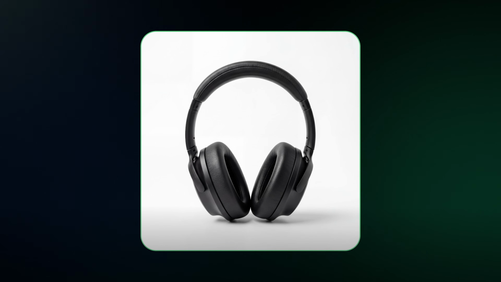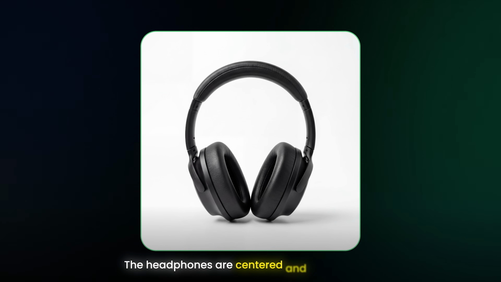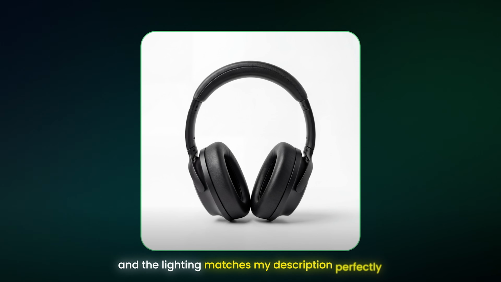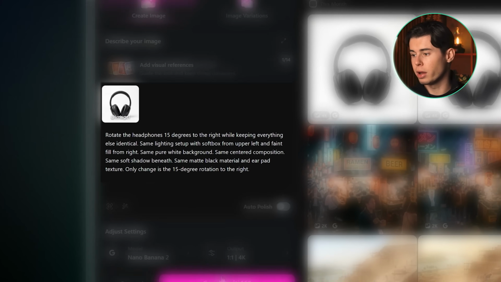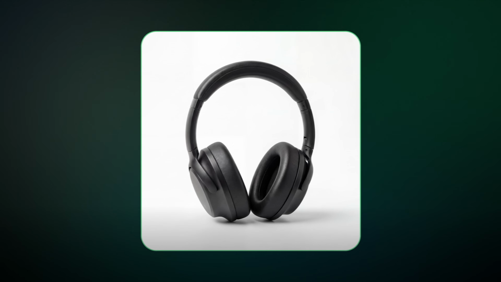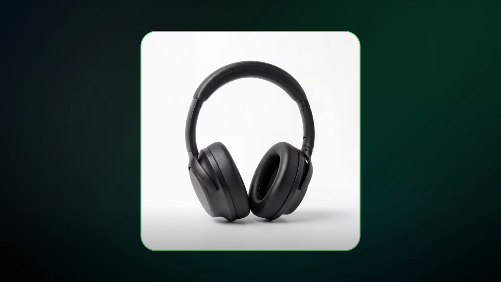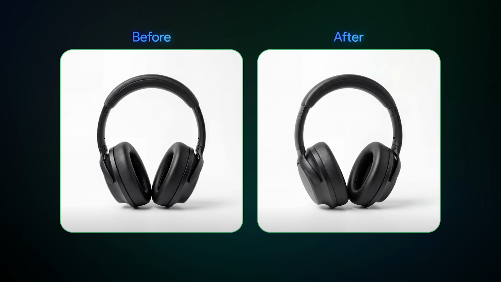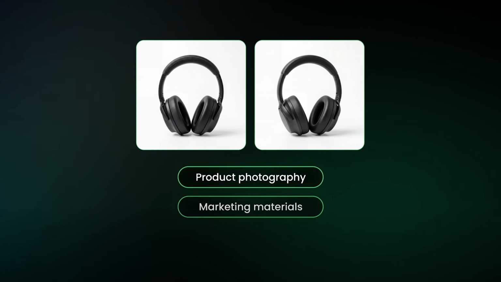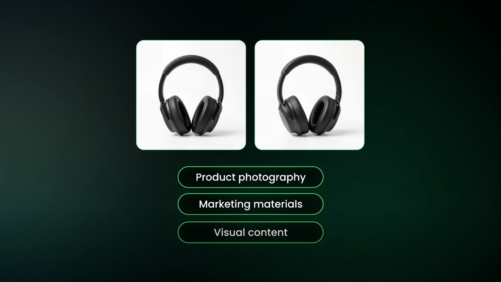And the result is exactly what I asked for. The headphones are centered and symmetrical, the shadows are natural, and the lighting matches my description perfectly. Now let's test whether it can follow a precise adjustment. I'm asking it to rotate the headphones 15 degrees to the right while keeping everything else identical. We've already seen how good Nano Banana 2 is at consistency, so it does it easily. That level of precision is what makes Nano Banana 2 so powerful for product photography, marketing materials, and any kind of visual content where details actually matter.